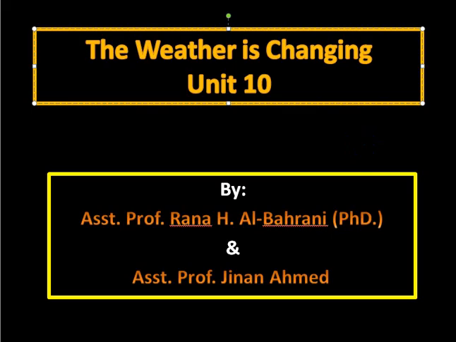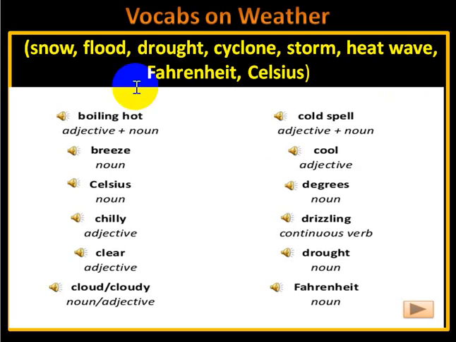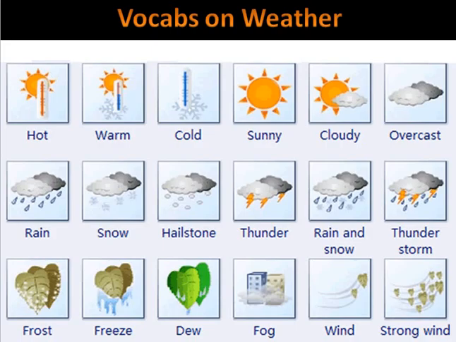In this lesson, we are going to learn some vocabulary about weather. For instance, it's boiling hot, breeze, Celsius, chilly, clear, cloud, cloudy, see the noun and the adjective, cold spell, cool, breeze, drizzling, a type of rain that is very slight, not heavy, drought, Fahrenheit, okay? And here we also have some vocabulary you might be familiar with, but many others may be new for you. That's why I grouped them all together in these slides.